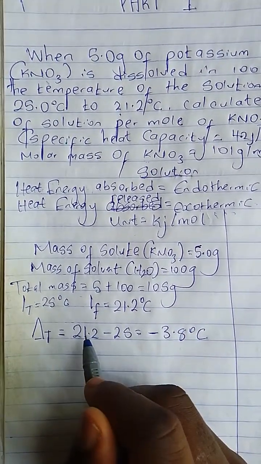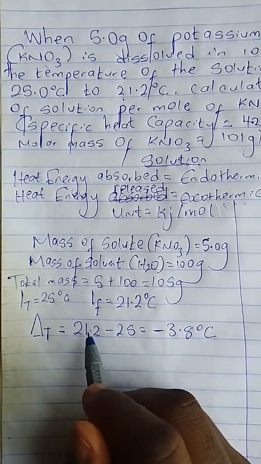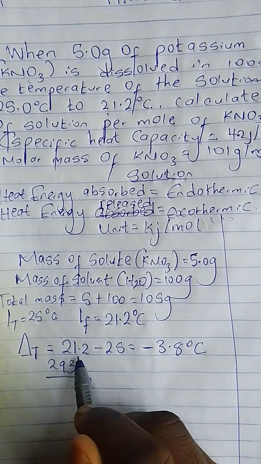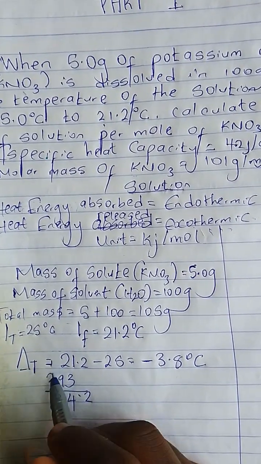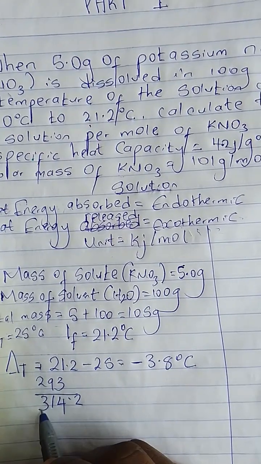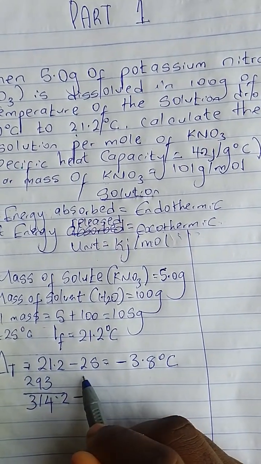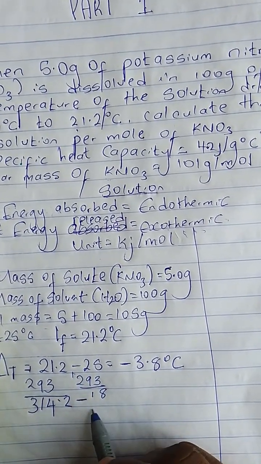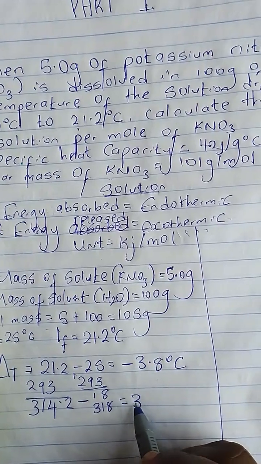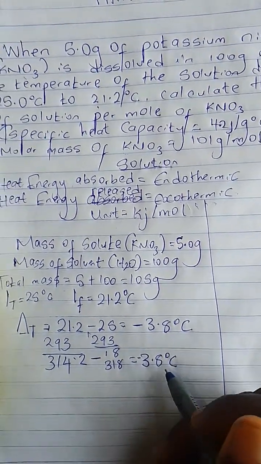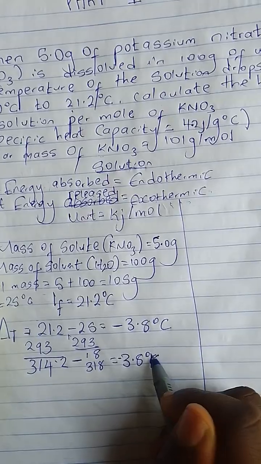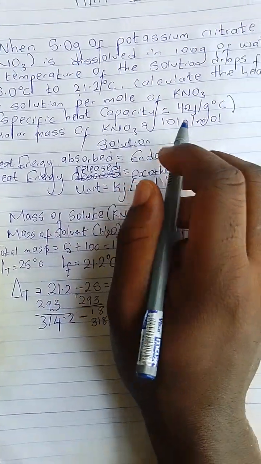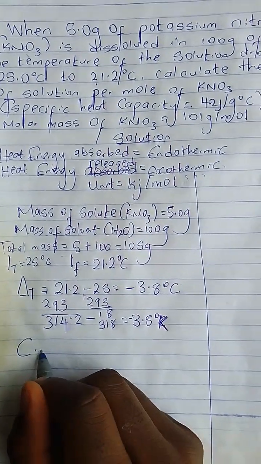Now, what do I mean? When you are converting to degree Kelvin, you are adding 273, right? If I add 273 to this, I get 318. Minus, I add 273, and I get 318. When I subtract, I will still get minus 3.8 degrees Kelvin. So it's not really optional, but I just advise you to use what was given, which is degrees Celsius.